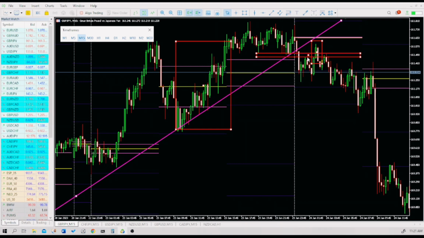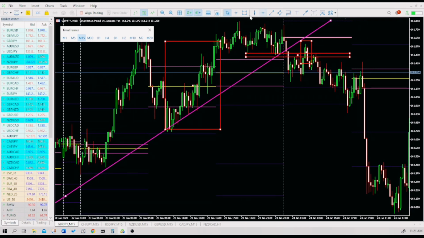So here, the structure was broken. After it broke the structure, see what happened. Everybody entered the trade, and then boom, the market sold off. Can you see, trading can be very simple if you know what you're doing?